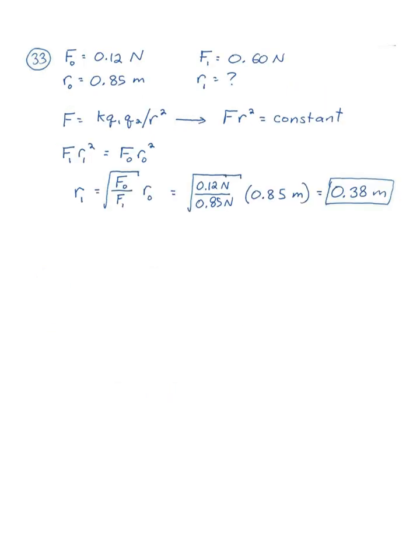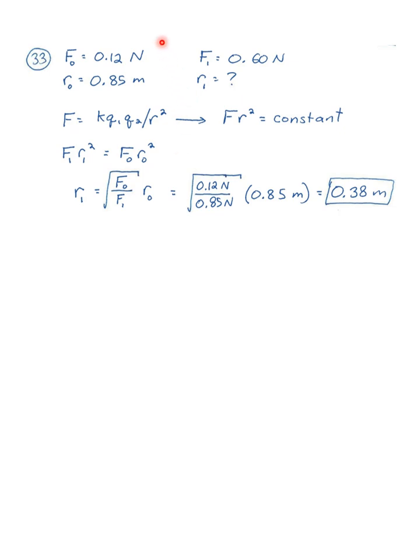Number 33, it's an exercise in using Coulomb's law. Two small charged balls have a repulsive force of 0.12 newtons when they're at a distance of 0.85 meters. The balls are moved closer together till the repulsive force is 0.6 newtons. How far apart are they now? So we move them closer together, and the force increases. It even says that we're moving them closer together. So when we get to the end of this problem, we'll be able to check our answer to see if it's reasonable, since it should be closer than the original distance.